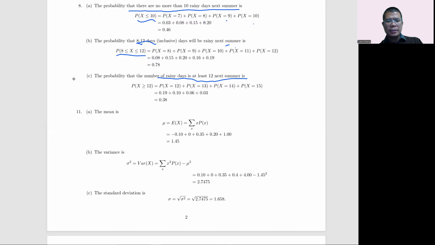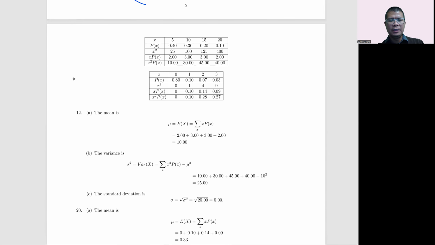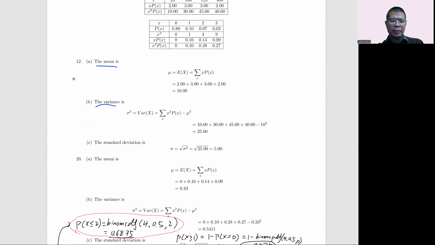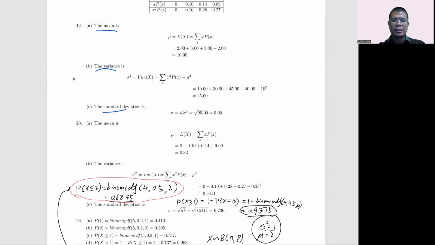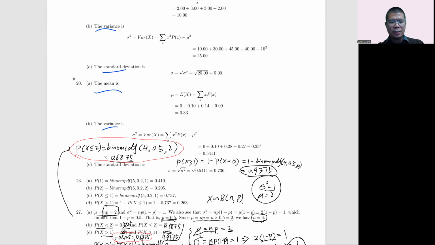And question 11 is about a mean, variance, standard deviation. So we know how to do this, all right? And then the mean, variance, standard deviation. We know how to do this, right? Okay, the mean, variance, standard deviation. So we know how to do this.